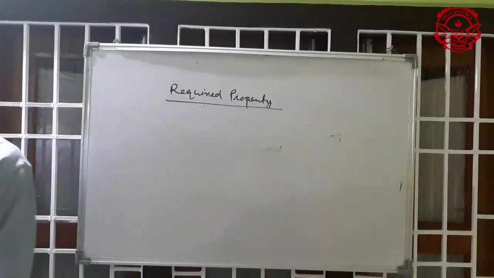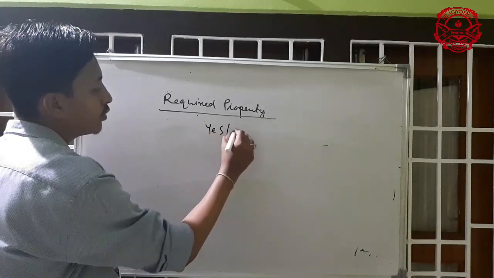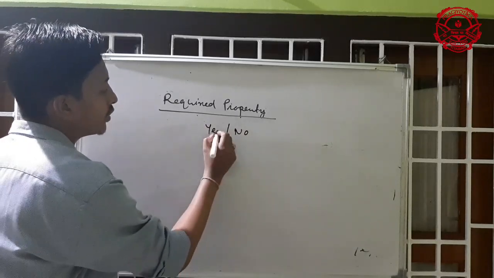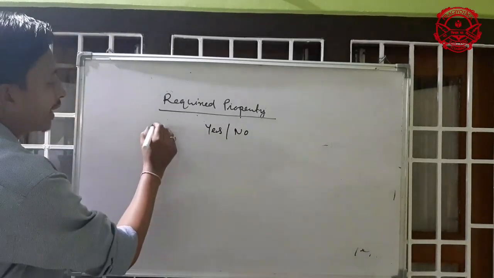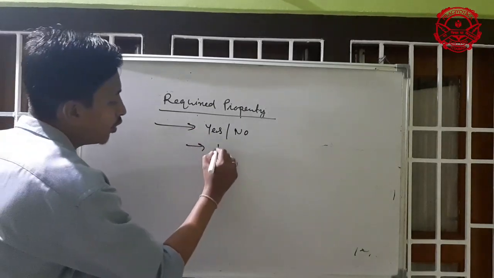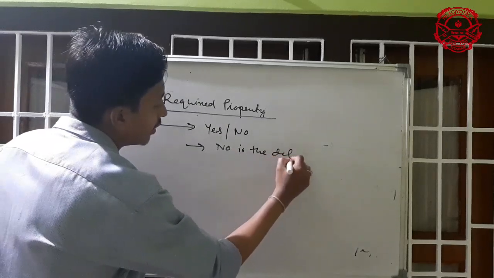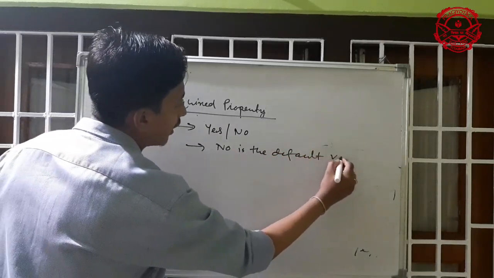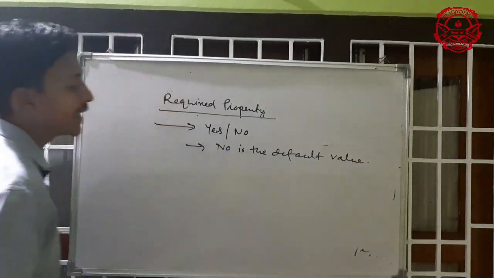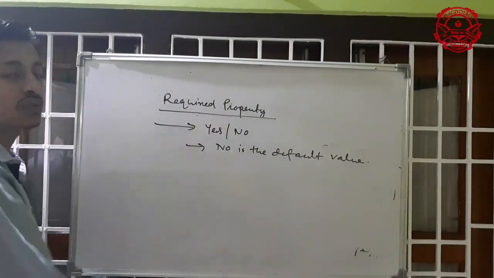Okay. So for the required property, there are two options, yes and no. The no is the default value. It is coming automatically as no in every field, but you can change it to yes.